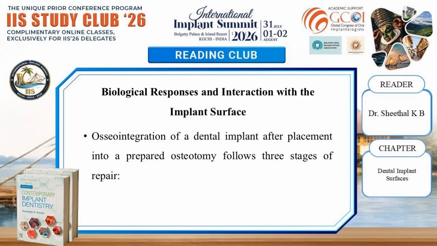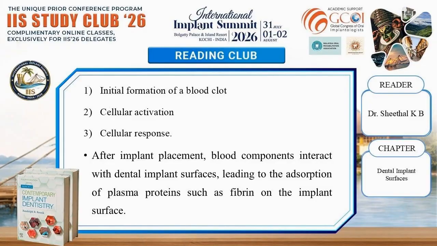Biological responses and interaction with implant surface. Osseointegration of a dental implant after placement into prepared osteotomy follows 3 stages of repair. 1. Initial formation of a blood clot, 2. Cellular activation, and 3. Cellular response. After implant placement, the blood components interact with dental implant surfaces, leading to the adsorption of plasma proteins such as fibrin on the implant surface.